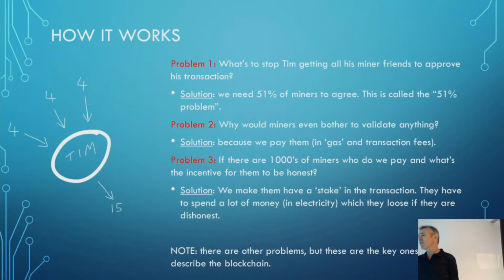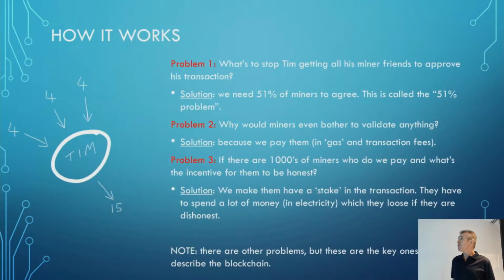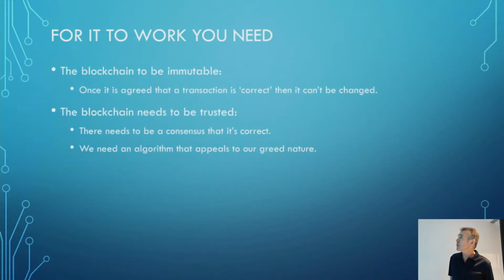Now, there are a number, not lots, but there are a number of problems that the blockchain solves. I'm not saying these are the only ones, but these are the key ones for this presentation in order to understand what this blockchain thing is. The first one was, back here, that the blockchain needs to be immutable.